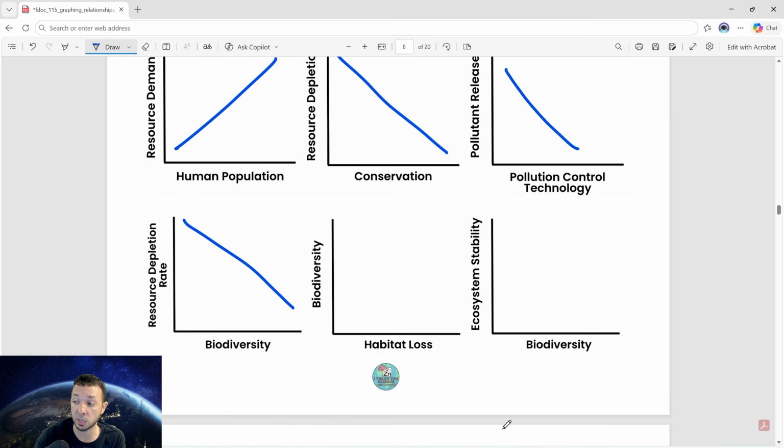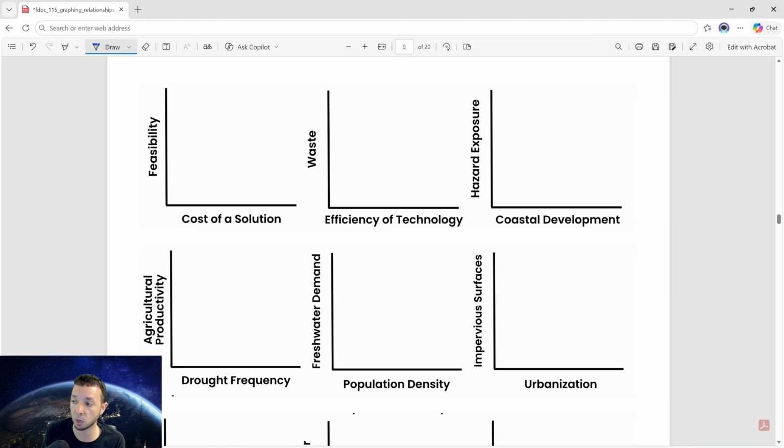Habitat loss increases, biodiversity decreases. As biodiversity increases, the stability of an ecosystem should go up. If the cost of a solution goes up, what happens to its feasibility? It should drop. If the efficiency of technology goes up, what happens to the amount of waste? It should drop. If coastal development goes up, what happens to the amount of hazard exposure?